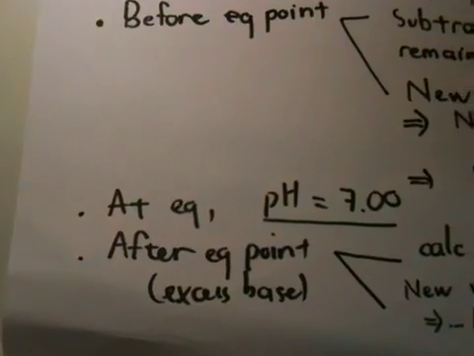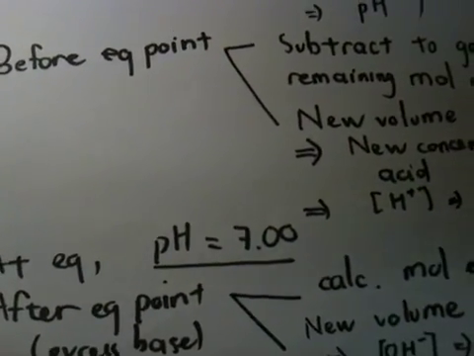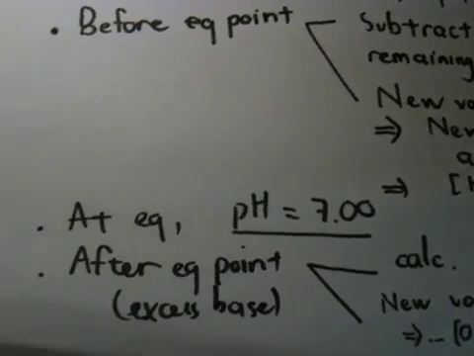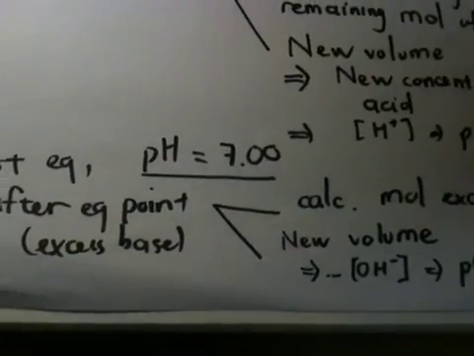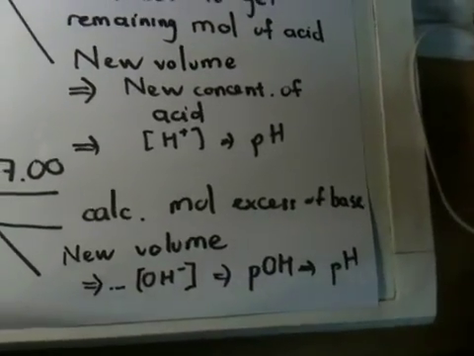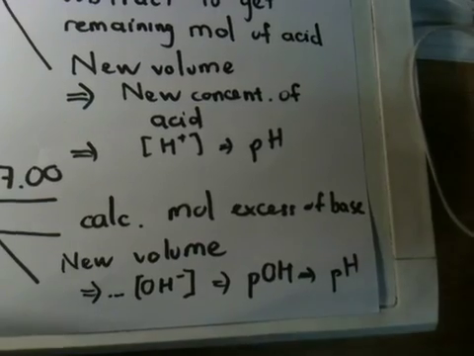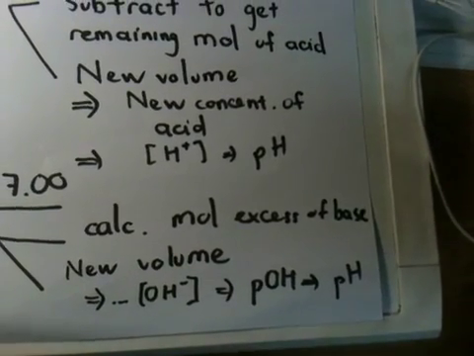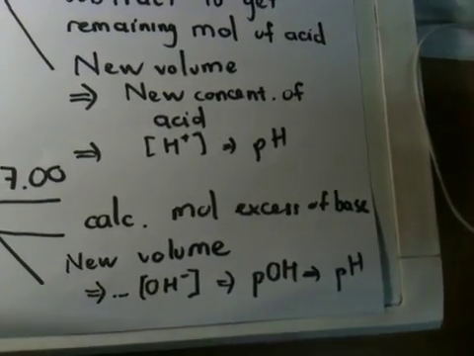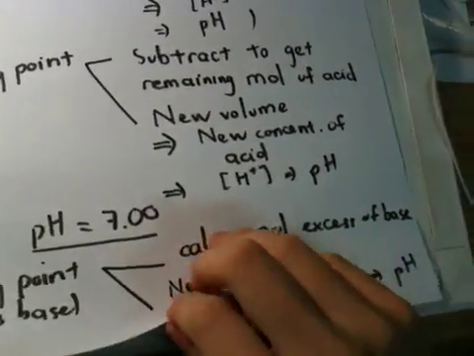At the equivalence point of a strong acid, strong base titration, the pH is always going to be 7. And after the equivalence point, or if there's an excess of base, calculate the moles of excess base, find the new volume, find the concentration of the base, which will get you the concentration of hydroxide ion, and get the pH based on that.